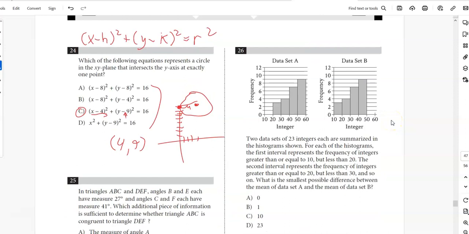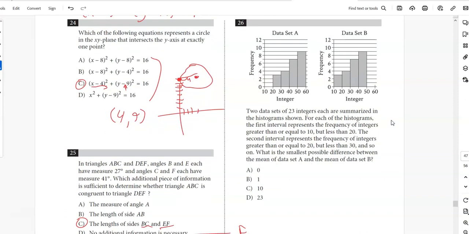Okay, so 26. A little stat problem here. 2 data sets of 23 integers each are summarized in the histograms shown. For each of the histograms, the first interval represents the frequency of integers greater than or equal to 10 but less than 20. The second interval represents the frequency of integers greater than or equal to 20 but less than 30, and so on. What is the smallest possible difference between the mean of data set A and the mean of data set B? That's a really weird question. I'd say we've just upped the level of difficulty a whole lot.